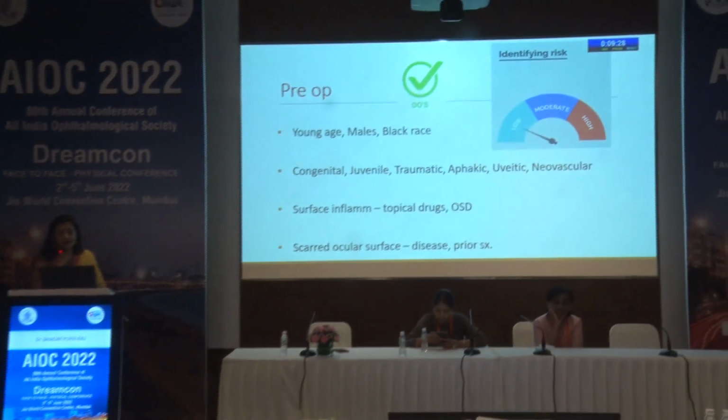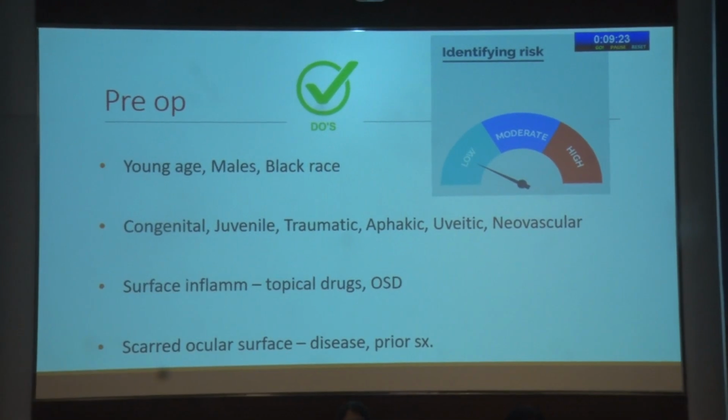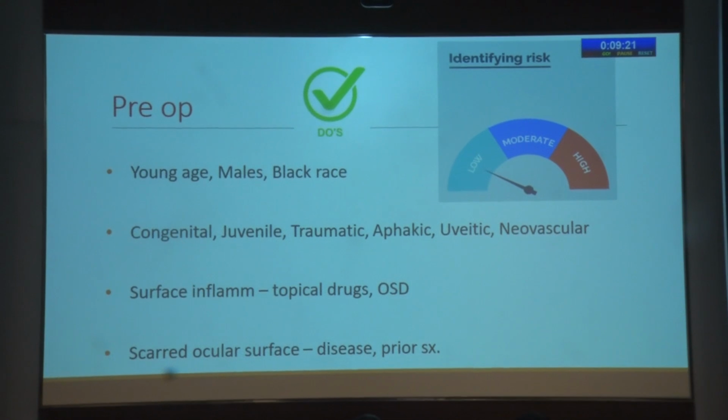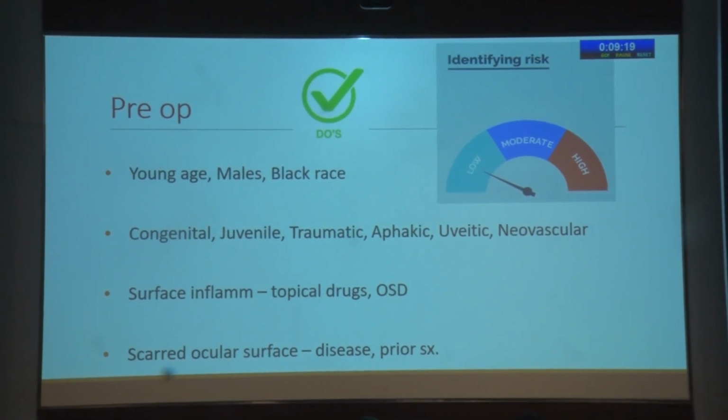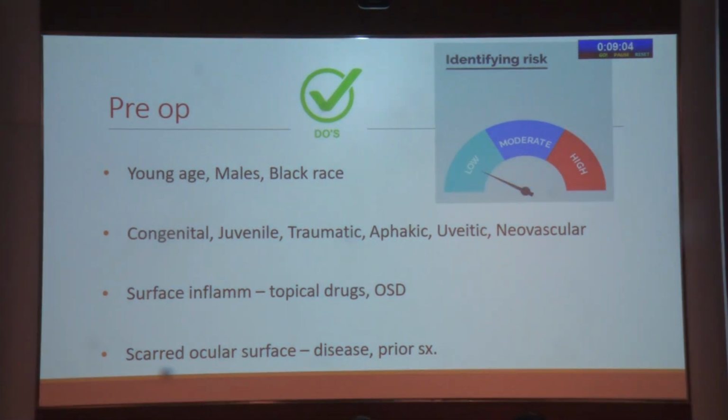So it all begins from the pre-op period, where we need to assess the risk that the patient has for developing failure. Especially we know the cases like young age, males, certain races, the type of glaucoma the patient has, whether it is congenital, juvenile, traumatic, or secondaries. The surface inflammation, especially if the patient has been on long-term topical drugs or if there is an inherent ocular surface disease. And if the ocular surface is also scarred, either because of a disease or because of some prior surgery.